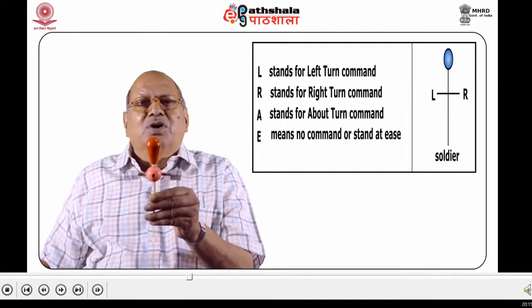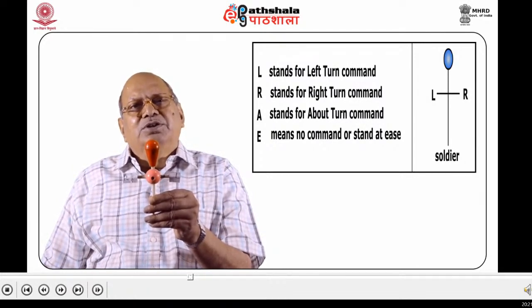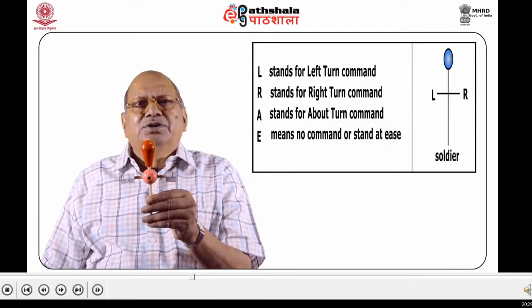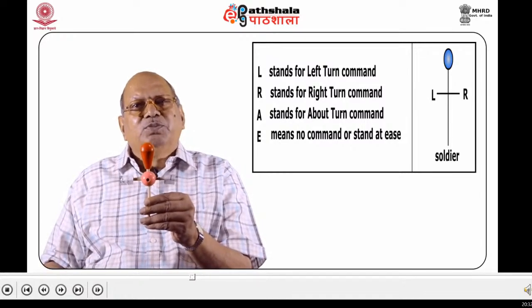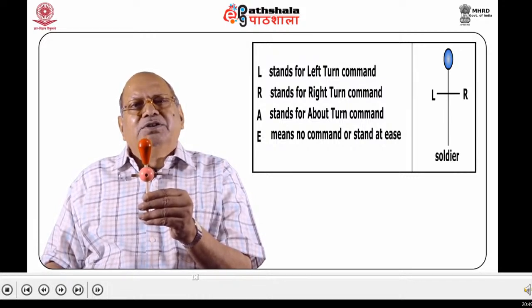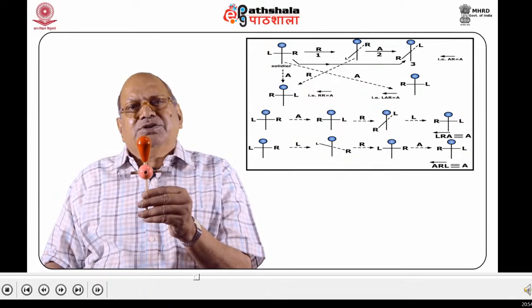I will make use of these four movements, and I will show you that these four movements constitute a group. Here I am saying movement. These are not symmetry operations on the soldier. These are phase movements. These four phase movements L, R, A and E of a soldier constitute a group with E, stand at ease, as identity, and the mode of combination as one phase movement on command, followed by another phase movement combined.